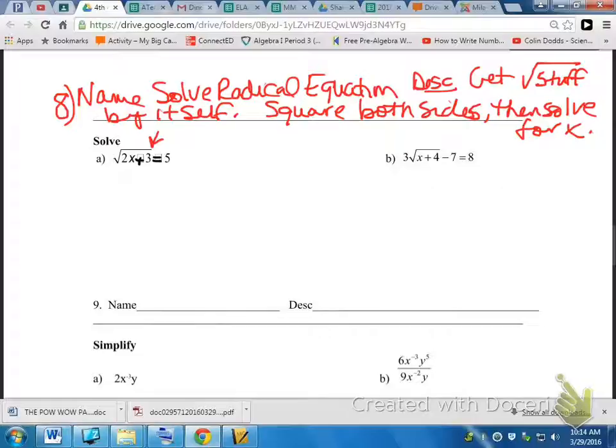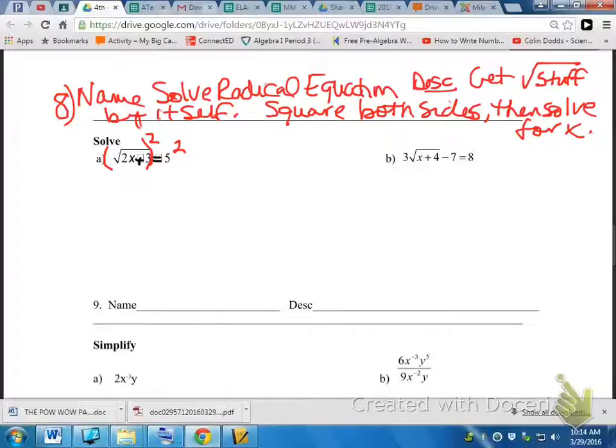8a, I already have the square root by itself. It's square root of 2x plus 3, and that equals 5. So when I say square both sides, that means I'm going to put parentheses around here, and I'm going to square this whole thing, and then also 5 squared.